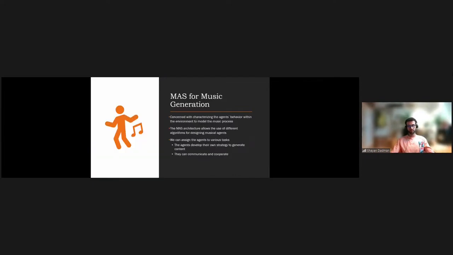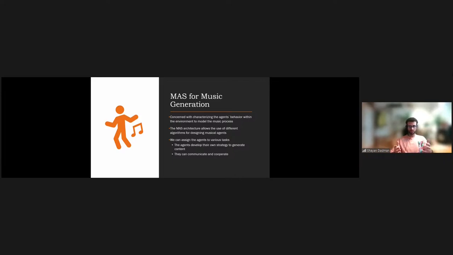So now that we are familiar with multi-agent systems, we are going to talk about how we can use the MAS for music generation. The MAS for music generation is concerned with characterizing the agent's behavior within the environment to model the music process. In other words, the MAS is not attempting to solve the music generation task, but is an approach to understand how we can put various music generation models, such as rule-based models, Markov-based models, or deep learning-based models, together to model the music process.